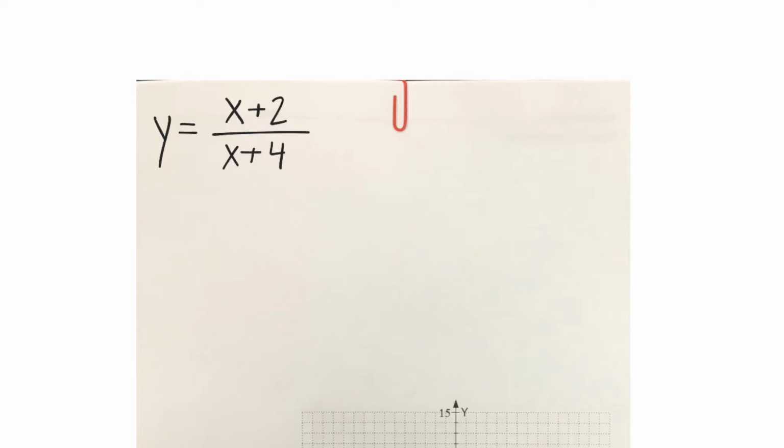So let's discuss what's happening here. What is my non-permissible value? It's going to be negative 4, right? x cannot be negative 4. So therefore, where's my vertical asymptote? Well, my vertical asymptote is going to be at negative 4 as well. Now, the horizontal asymptote. This is going to be a little different than what we've seen.